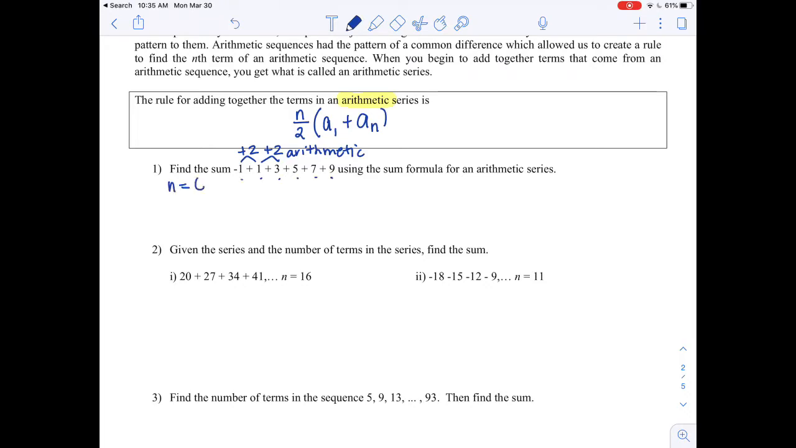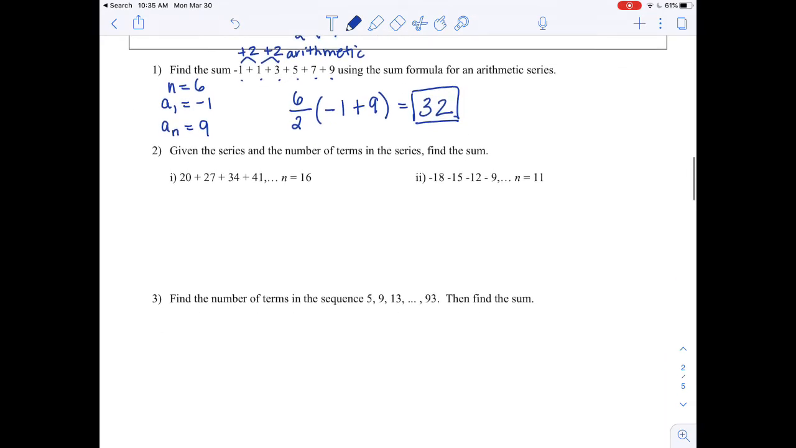Okay, so if you take a look in this particular case, how many terms do we have? 1, 2, 3, 4, 5, 6. Okay, so 6 terms. What's the first term that we have? -1. What's the last term that we have? 9. So when I use this formula, I'm going to take the 6 terms I have, divide it by 2, and multiply that by the sum of the first term and the last term. Okay, and when I actually complete that, that comes out to be 32. Now, obviously, this was a small number of terms, so you could easily go in your calculator and add up -1 plus 1 plus 3 plus 5, etc., and you'll see that you end up getting the same answer.